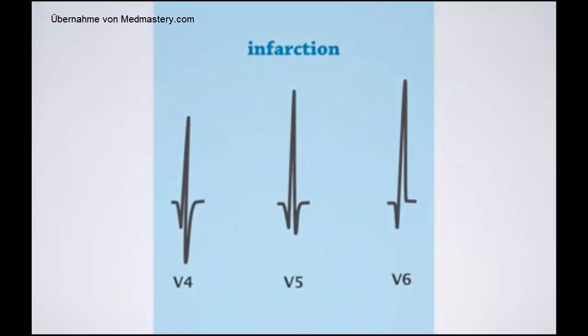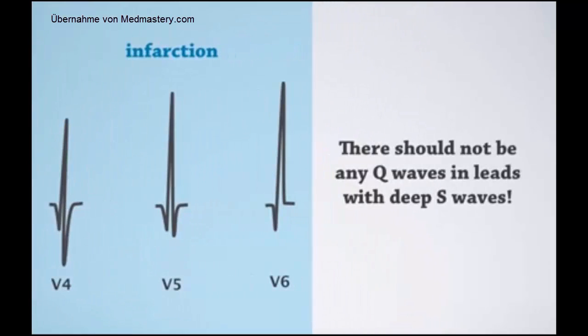Notice that the Qs are bigger than in normal patients in all three leads, but their size is stable from V4 to V6. One rule that can help you out here is that there should not be any Q waves in leads with deep S waves. So in V4 here, we still have a very deep S wave, and you should definitely not see a Q wave in any lead with an S wave that deep.